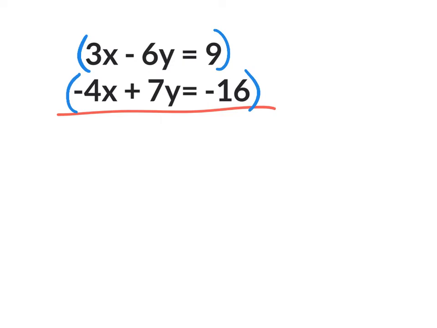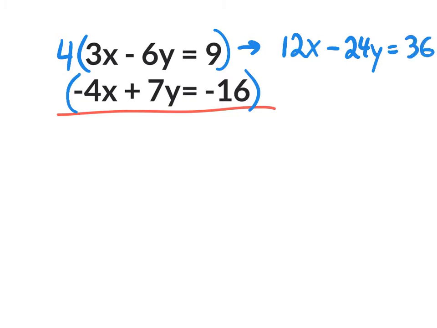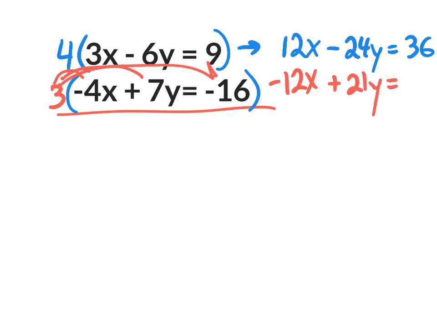I need to multiply the top one by what? 4. Now if I do multiply it by 4, it becomes 12x. What else? Minus 24y equals 4 times 9, 36. The bottom one, I need to change that negative 4x to become a negative 12x. So what do I need to multiply it by? By 3. That way it becomes negative 12x, and then positive 21y, and then negative 48. And of course you could use a calculator.